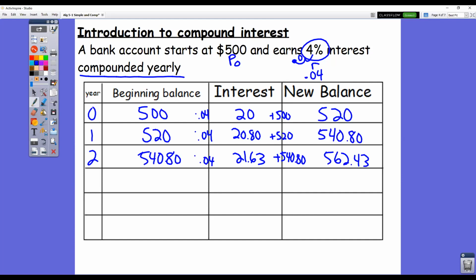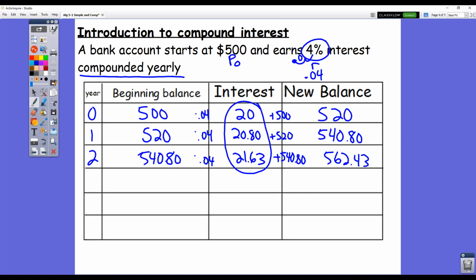So you're going to keep on increasing and increasing because you're taking this interest and adding it back to the account before you earn more interest. The more money that you have in the bank, the higher the interest. So we only had $500 in the bank. We got $20 of free money that the bank gave you.